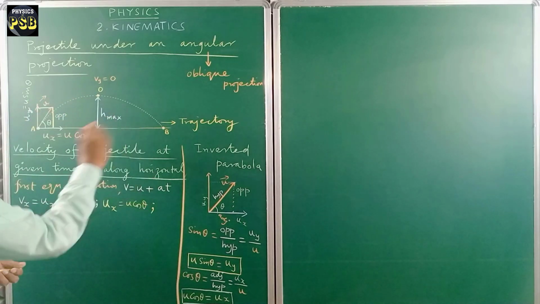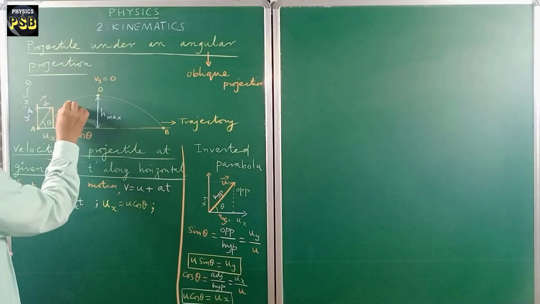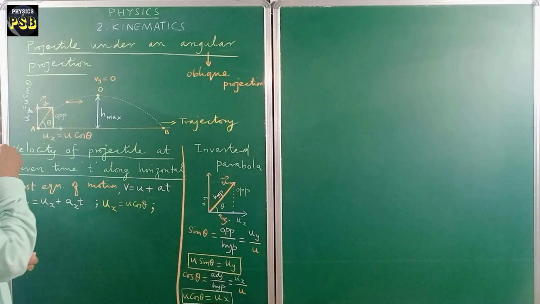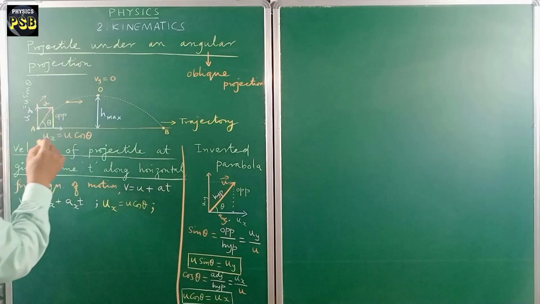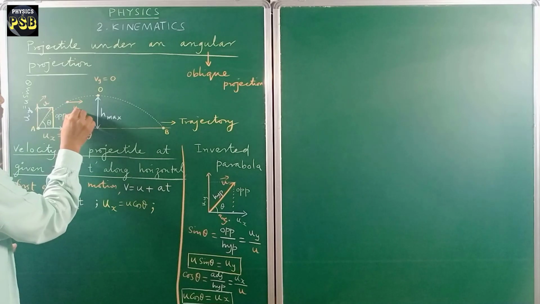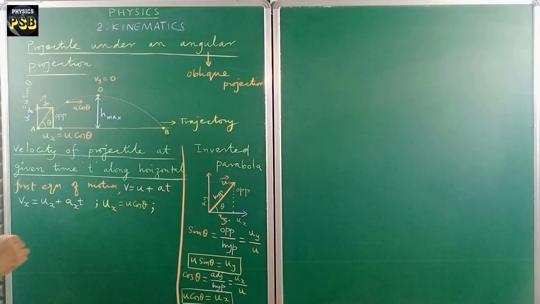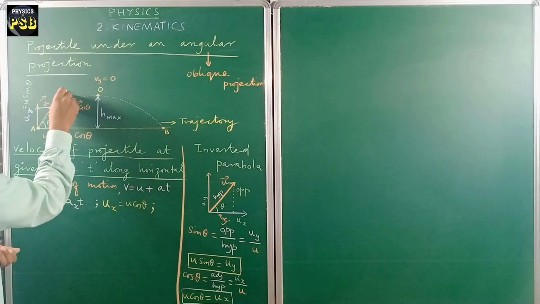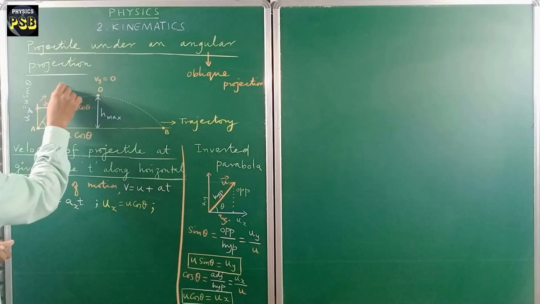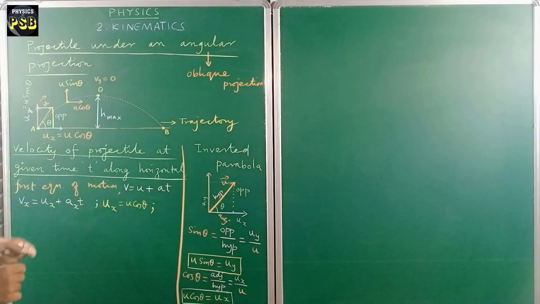Suppose I take a point here. This is the horizontal component of velocity at this point, and it is found to be u cos theta. Clear? Next, the vertical component at this point is u sin theta, and it is found to be acting upward.